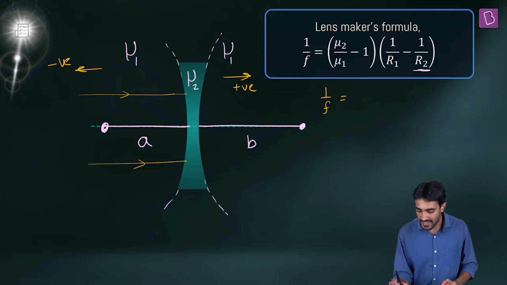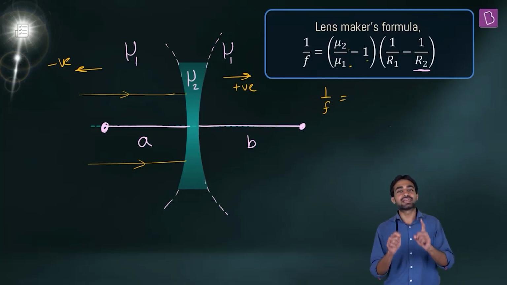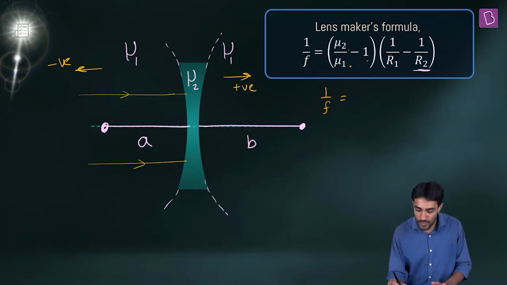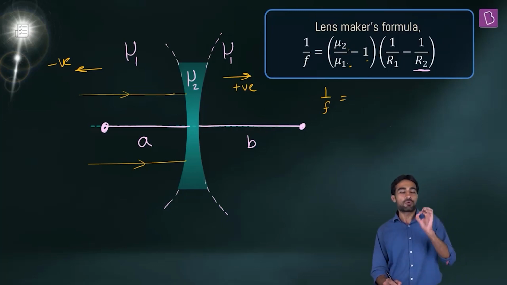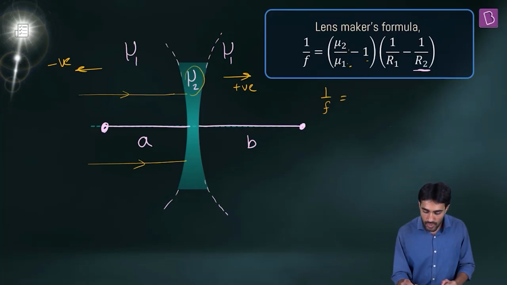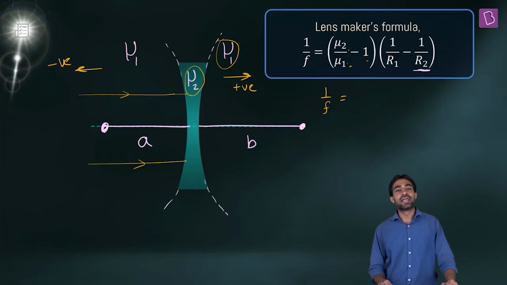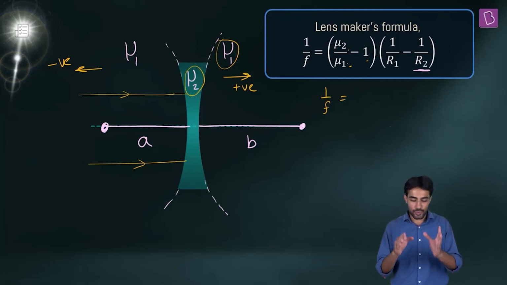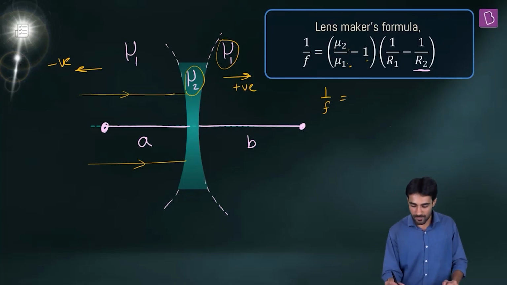1 upon f equals mu2 by mu1 minus 1. This thing is greater than 0. Why? Because mu2 is greater than mu1, given in our question. In our question, they said mu2 was greater than mu1. The object was placed in optically rarer medium. That's why mu2 is greater than mu1. So we get something positive.